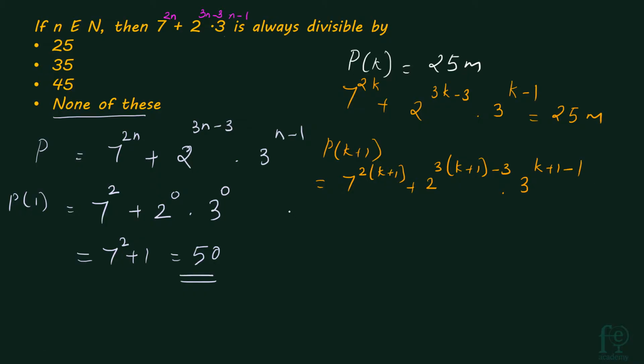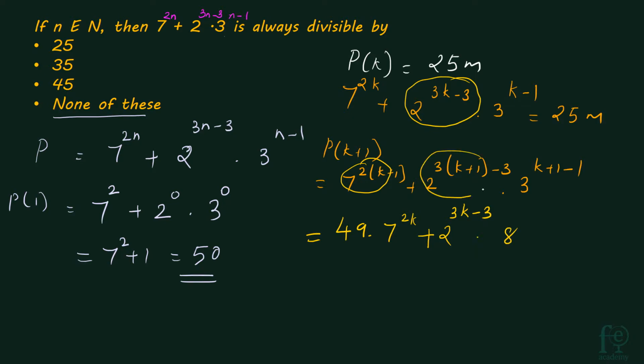Okay, so what you will be getting? You will be getting 49 into 7 raised to 2k, 7 raised to 2k into 7 square, which will be giving you 49 into 7 raised to 2k plus, you are just trying to get this format. So it will be 2 into 3k minus 2 raised to 3k minus 3 into 8. So here you will be getting 2 raised to 3k, and here minus 3. So minus 3 you are writing it together into 2 cube. So 2 raised to 3k minus 3 into 8 multiplied by 3 raised to k minus 1 into 3.